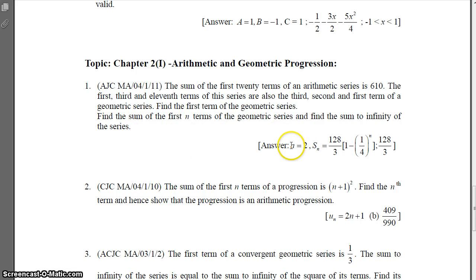Firstly, the answer may say a equals 2, but you'll find that the actual answer, the first term of the geometric series, is 32, not 2. So this answer isn't quite right.